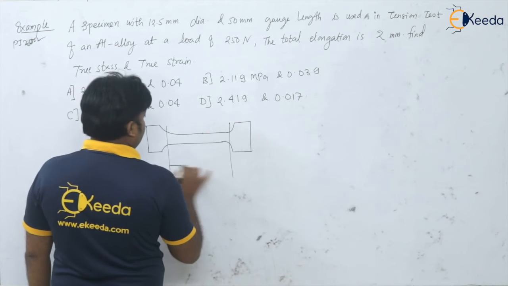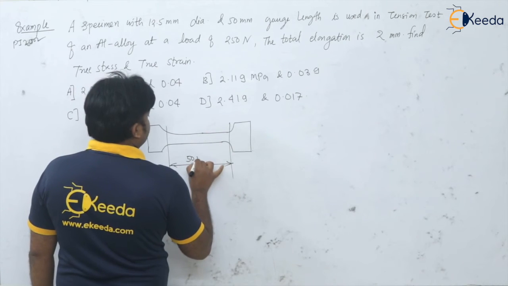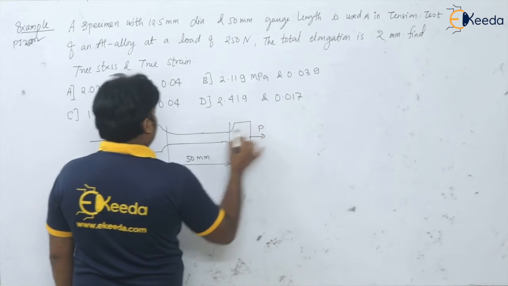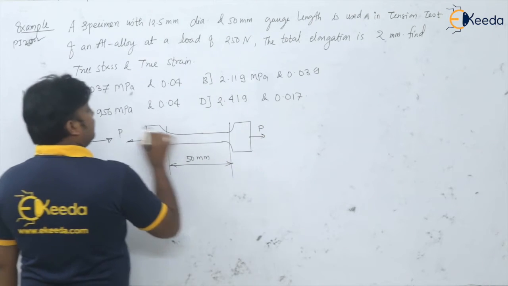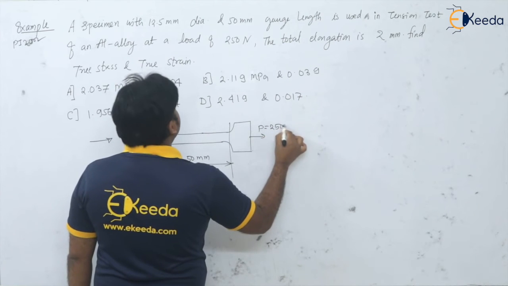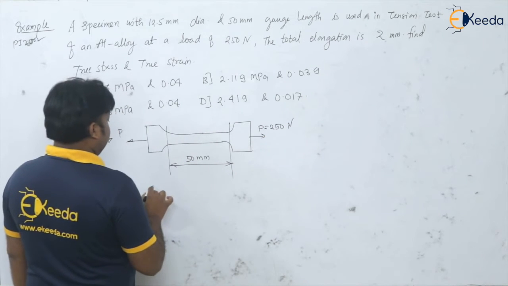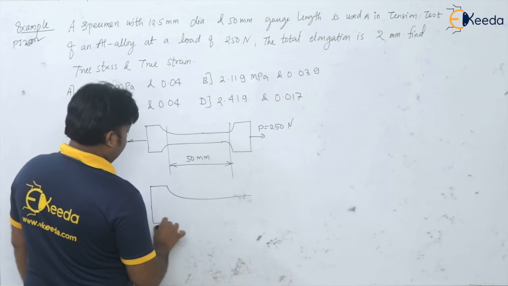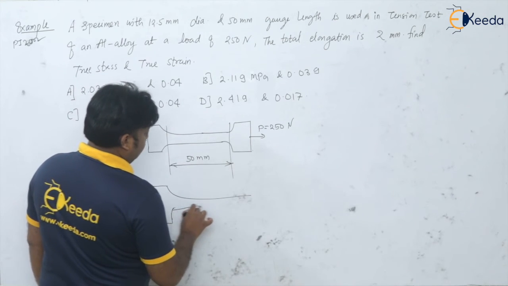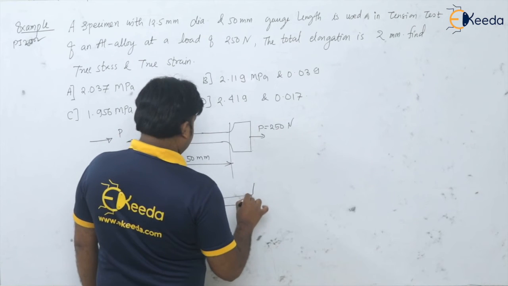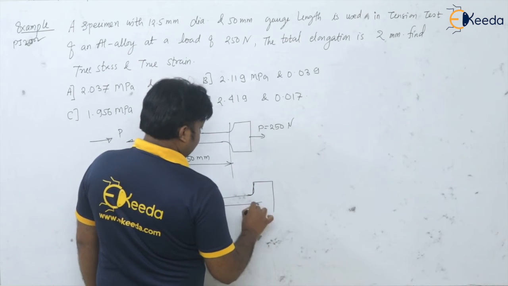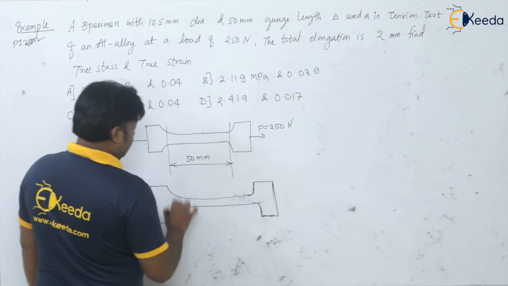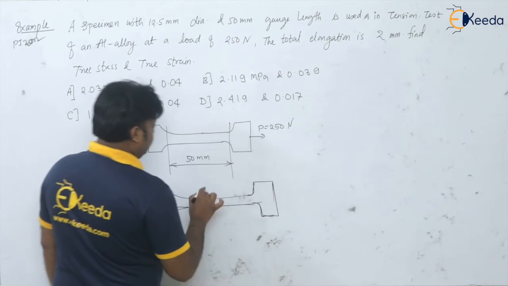Say it was 50 mm, and in tension, when they applied the tensile load P, how much P is given? 250 Newton, isn't it? So there will be elongation, the specimen undergoing the elongation. Definitely there will be an increase in length, isn't it? And of course there will be a decrease in diameter.